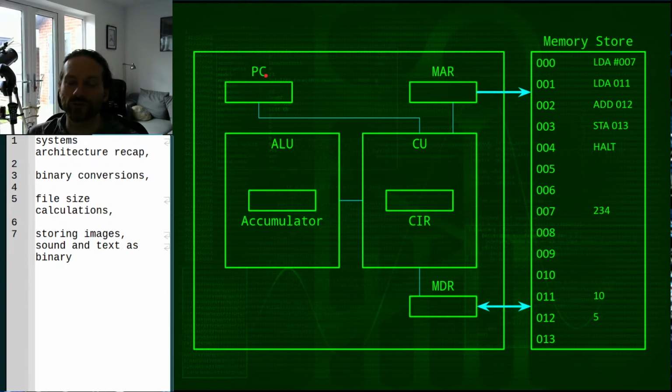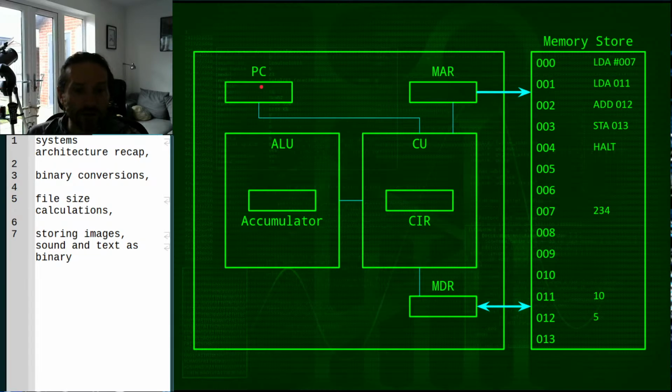PC stands for program counter. If you don't already have it in your notes, you should make a note that the program counter stores the address of the next instruction to be fetched. So whatever number is in the PC, that is the memory location that we're going to go to in order to fetch the next instruction. If the value in the PC is 3, I know that the next instruction to be fetched will be STA 013, for example. It starts at 0.